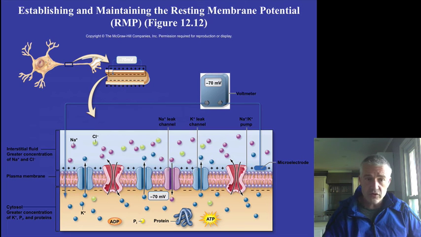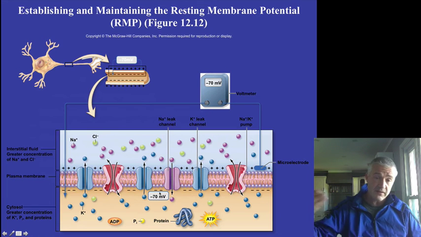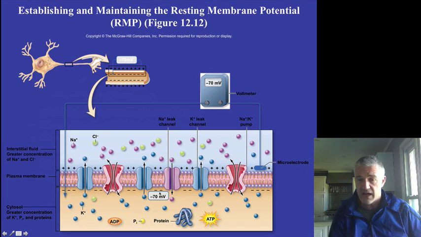So this is showing you a cell at rest where nothing's going on here. You have the different leak channels, the gated channels, and other stuff like that. This is showing you those sodium-potassium pumps. It's going to be about a negative 70 millivolt difference inside relative to the outside.